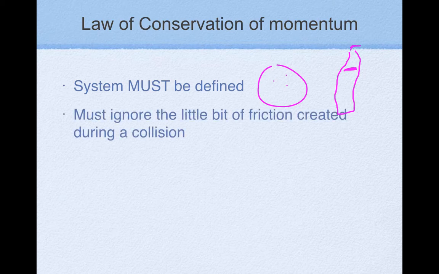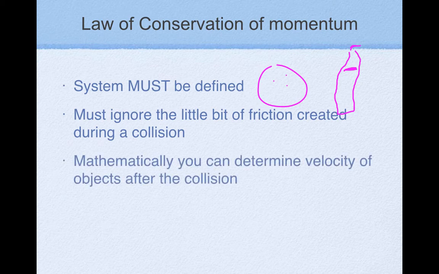I'm going to ignore the little bit of friction that is created during the collision. So when the bowling ball hits the bowling pin, a little bit of friction because you've got two touching objects, we are going to ignore that. Mathematically, we can determine the velocity of objects after collisions because we know that that momentum does not change.